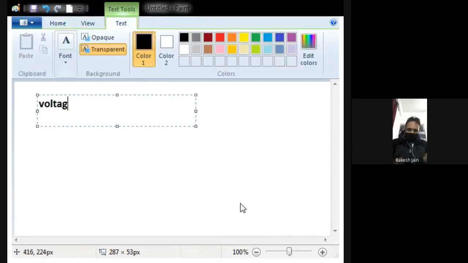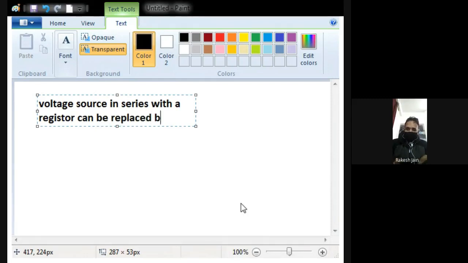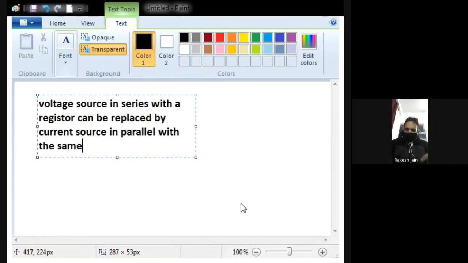Very good. A voltage source in series with a resistor can be replaced by a current source in parallel with the same resistor.